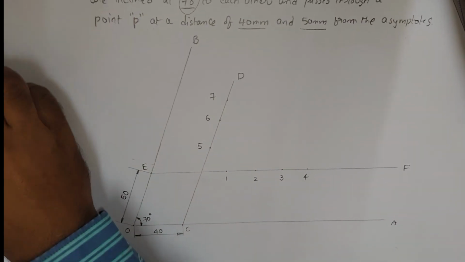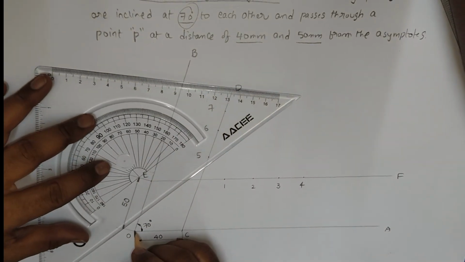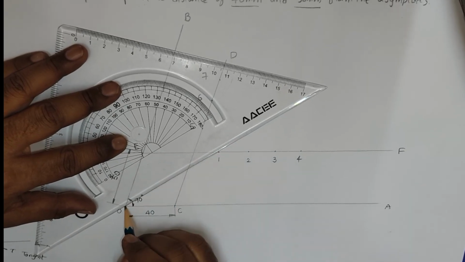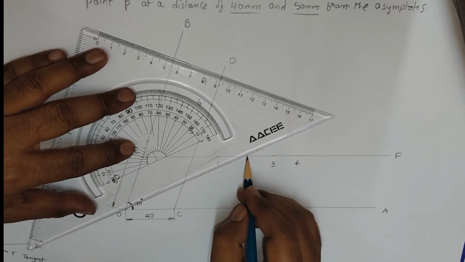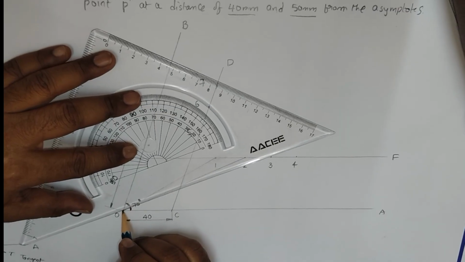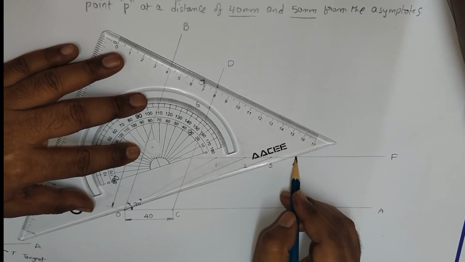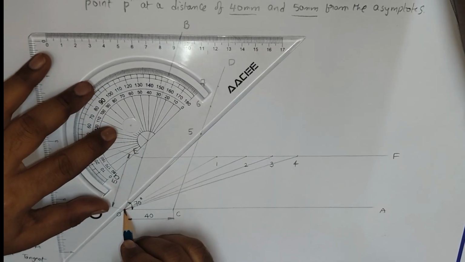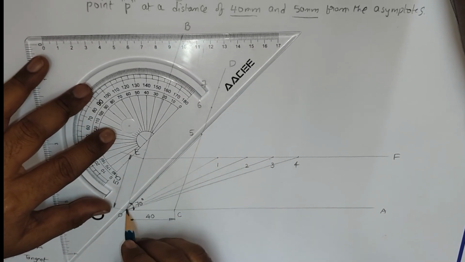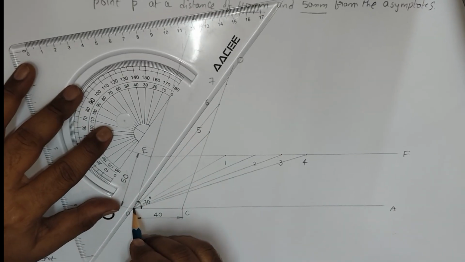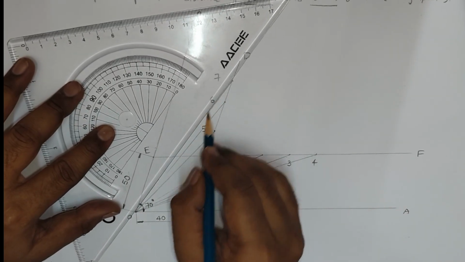Okay, now take a scale and join all these points, passing through the origin. So from the origin I am joining the line O to 1. Similarly I am joining O to 2, next O to 3, next O to 4, similarly O to 5, O to 6, next O to 7.